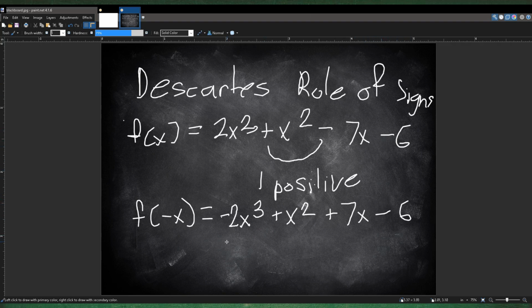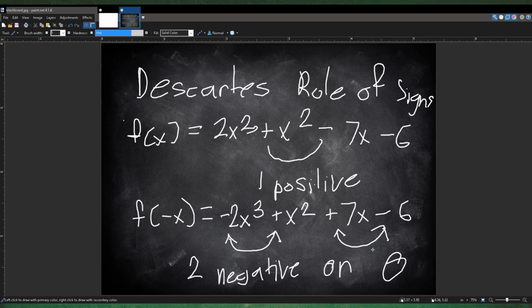Right? There are two sign changes right here. From negative 2 to 1, positive negative here, positive and positive, so there's no sign change, then positive to negative, which is another sign change. So there are two negatives, or there are 0. I'll explain why it is 0 right now.